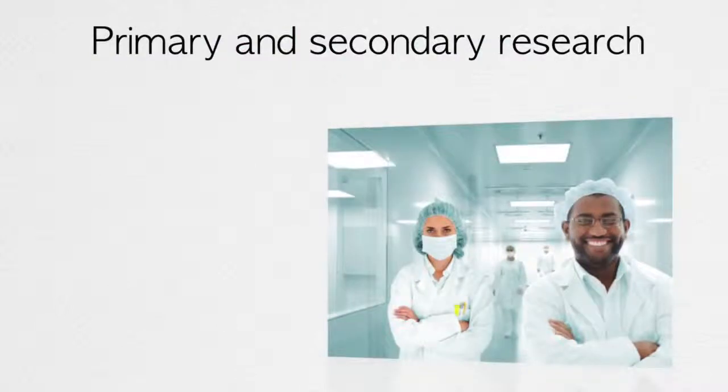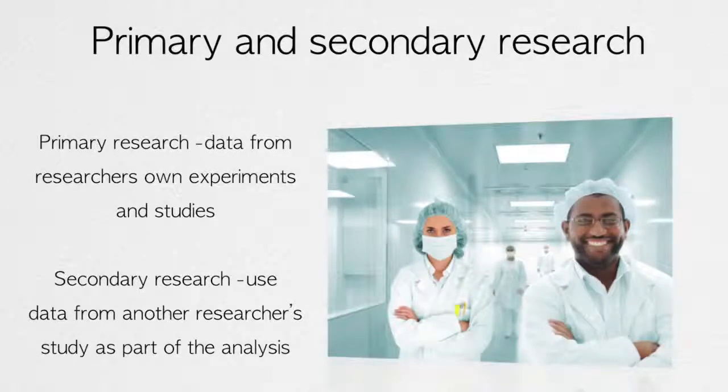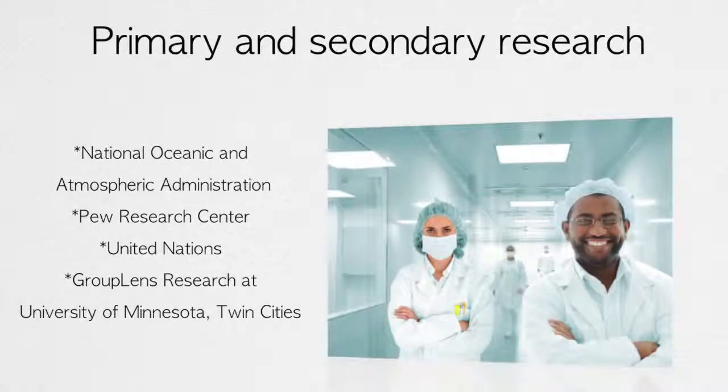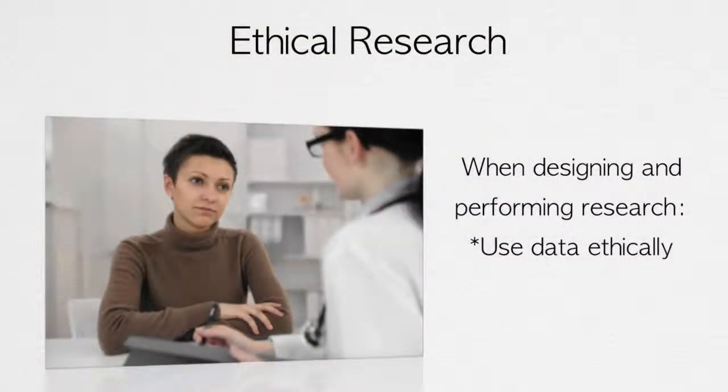Research may also be categorized as primary or secondary research. In primary research, researchers form conclusions based on their own experiments and studies. In secondary research, researchers use data from another study and perform their own analysis. Many organizations make their data available to other researchers. Listed are several examples. With any research project, there are ethical considerations.